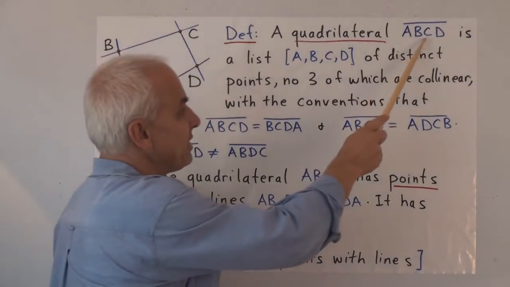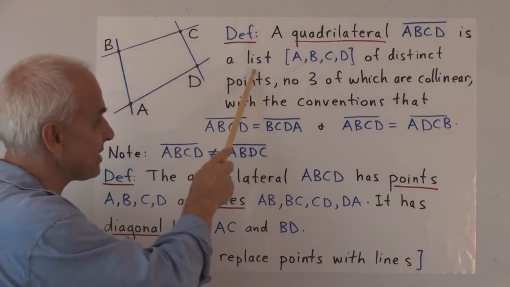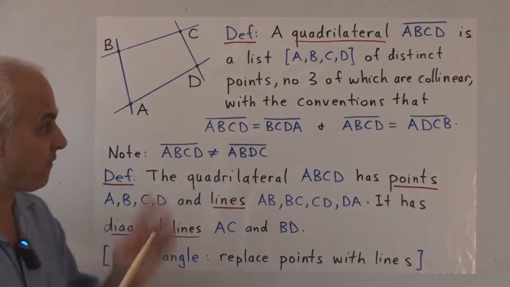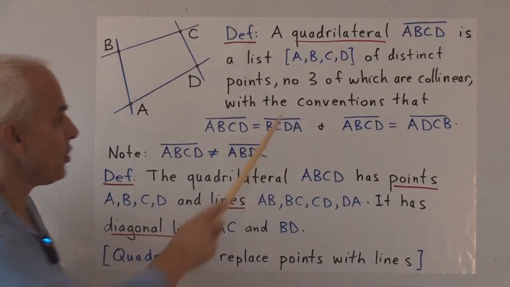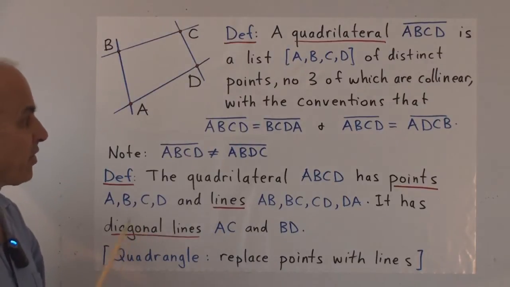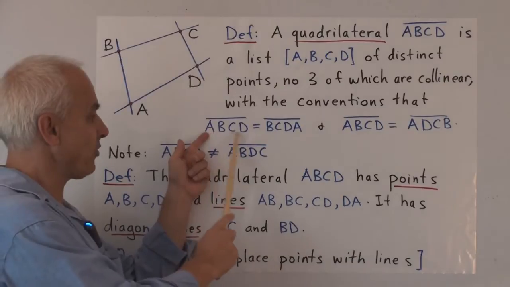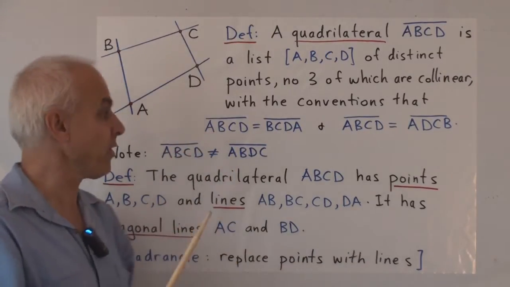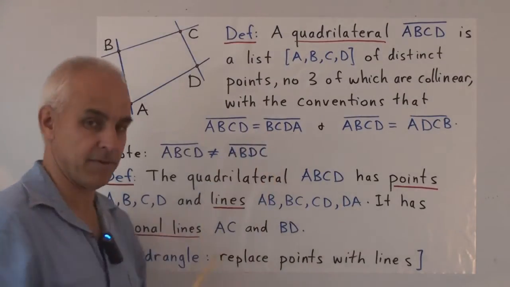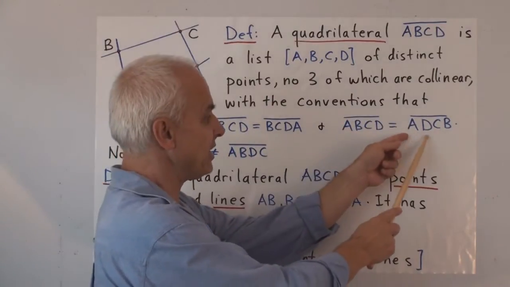We say that ABCD with a bar over it is a quadrilateral, means it is a list, A, B, C, D, of distinct points. So there are 4 points in a list, no 3 of which are collinear, with the further convention that A, B, C, D, that quadrilateral formed from 4 points in that order, is the same as the quadrilateral B, C, D, A. And also that ABCD is the same as ADCB.